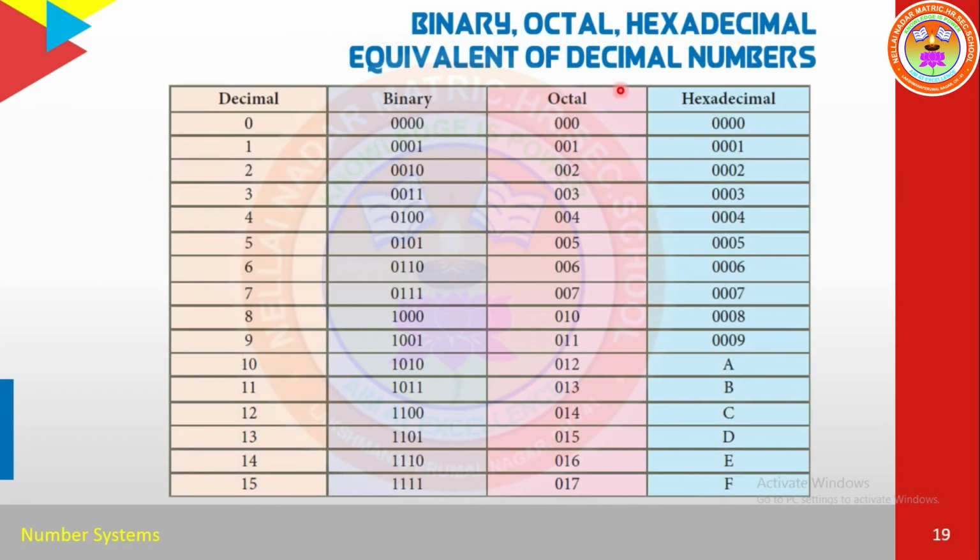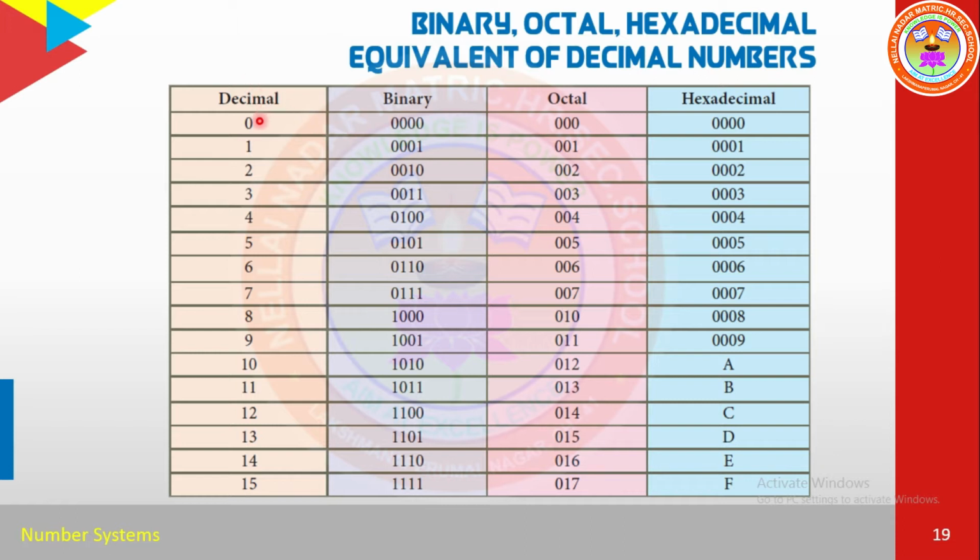So this is the tabular column. This tabular column has all four sets of number system values. Just see one by one. The first is decimal. These are all decimal numbers, this is binary, this is octal, and this is hexadecimal. Now we are going to identify the values from one number system to another number system.